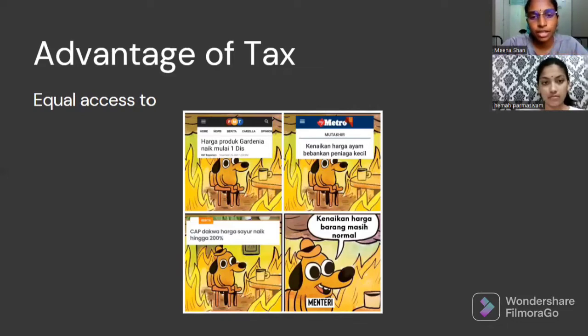As we can see in Malaysia right now, there are price hikes for chicken and for all types of basic necessities that we need in daily life. So the reason that the government is at peace, even though there is a panic going on, is because they know that the tax amount that they are holding can be used to balance out the citizens who are having a rough time in this period.